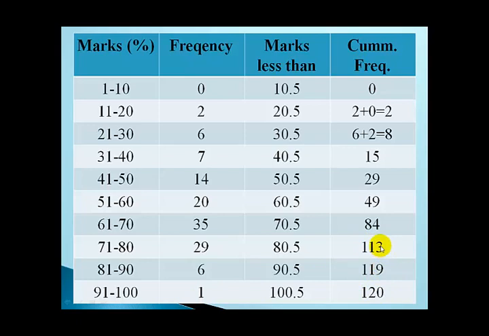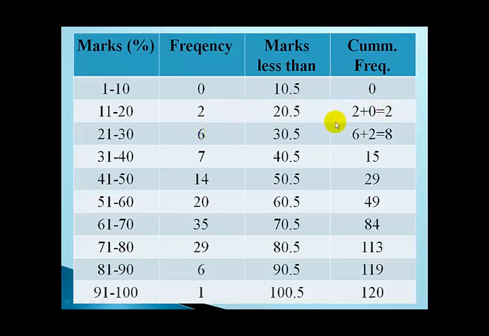Let me go over this again because it's very important. That's what we are going to use in drawing the cumulative frequency curves. We said that the frequency for the interval 1 to 10 is 0. So the cumulative frequency also starts from 0. Then we now begin to add downwards. So we add 2 to the initial cumulative frequency. So 2 plus 0 will give us 2.